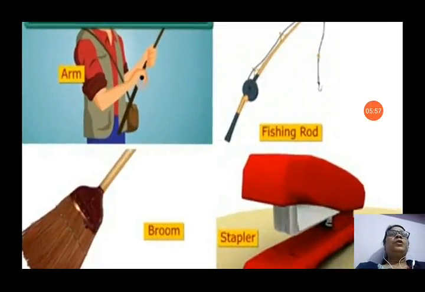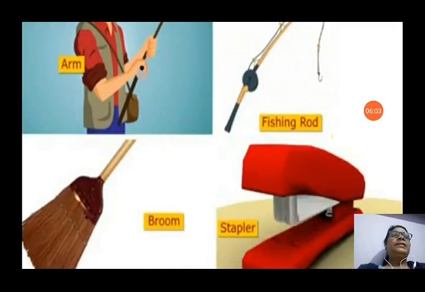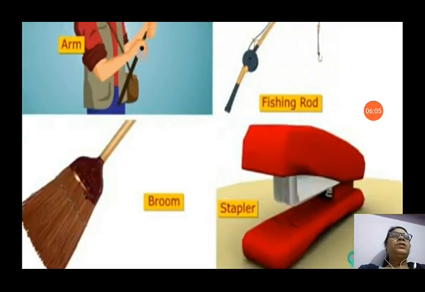You can see the example of third class lever. Arm. This is also a third class lever. Fishing rod. Stapler also you can see. The effort is in between. Broom also, effort is in between. So these are all examples of this.